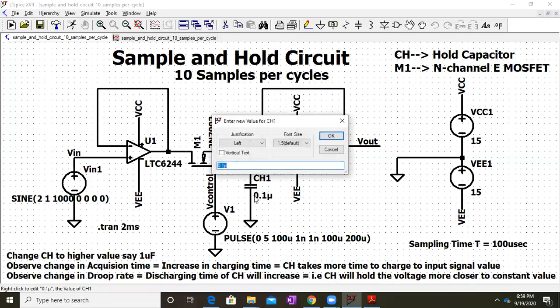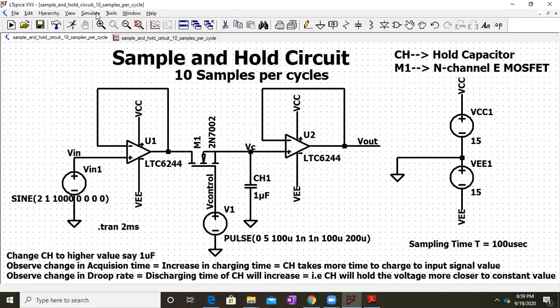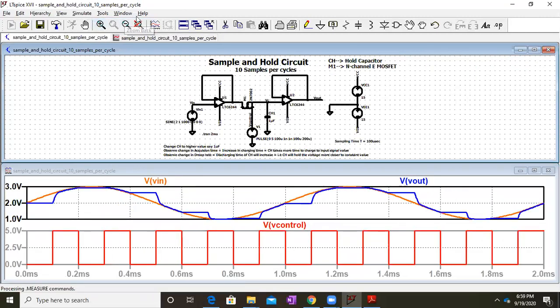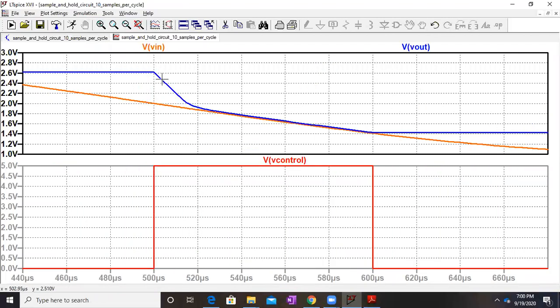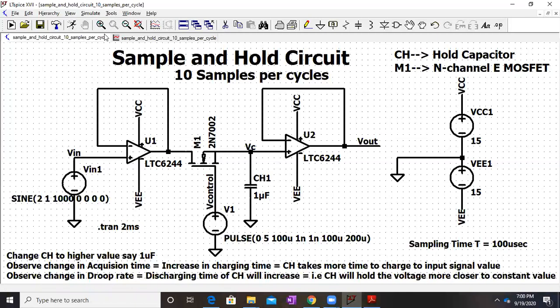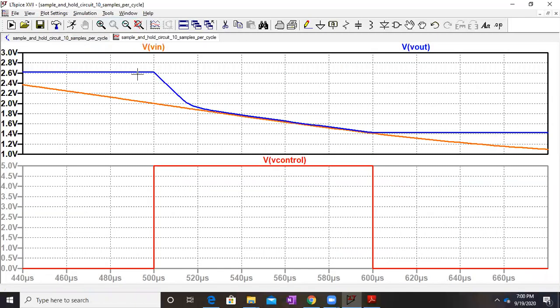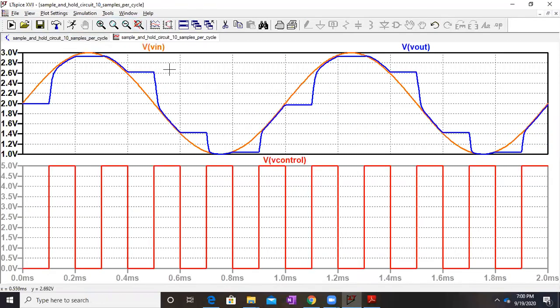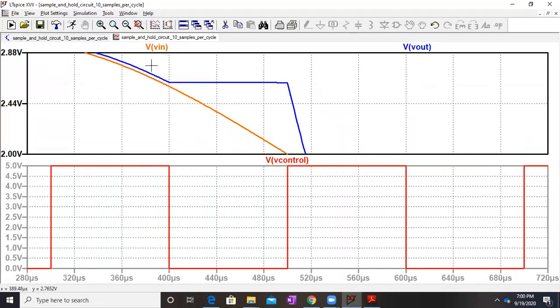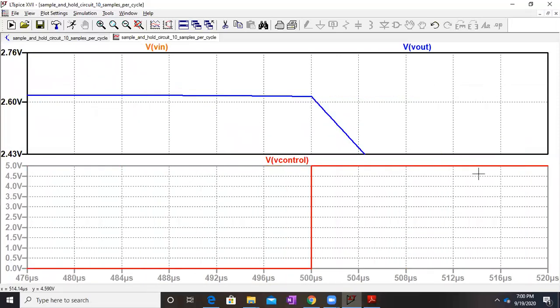So let's do that. This is at 0.1. Now let me increase to 1 microfarad. Okay, now let us observe the waveforms again. You see over here, there are a lot of changes. When you transit, the acquisition time has increased basically. Yeah, you can clearly see the increase in the acquisition time. And let's see the voltage drooping now. It's also evident from here. Yeah, there is voltage drooping also happening.